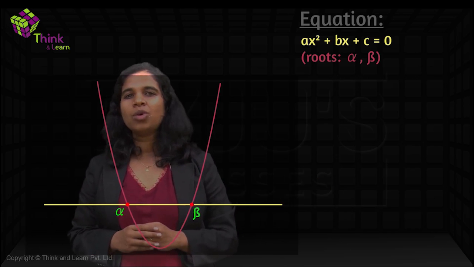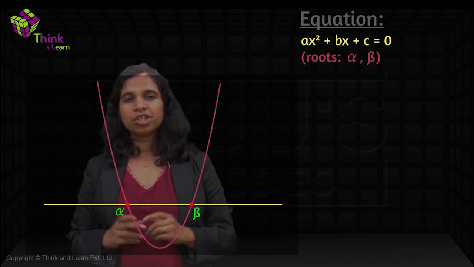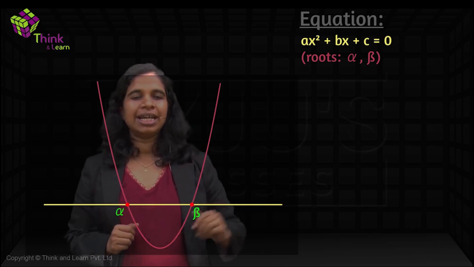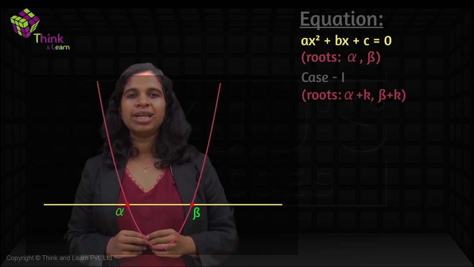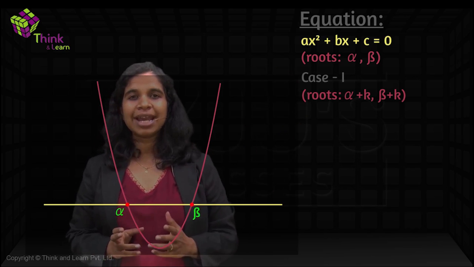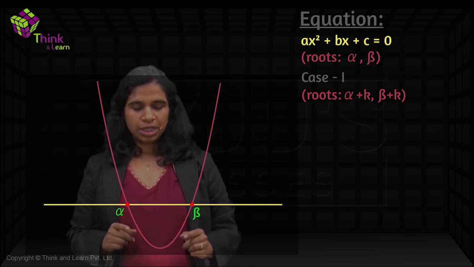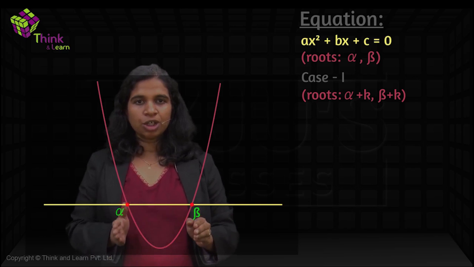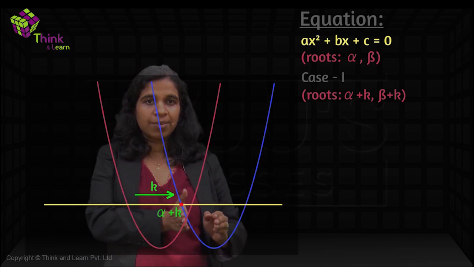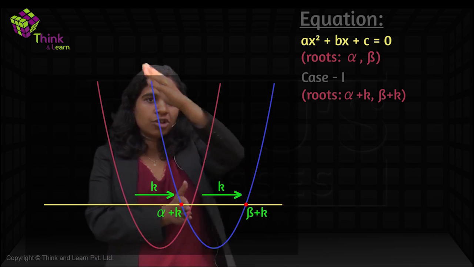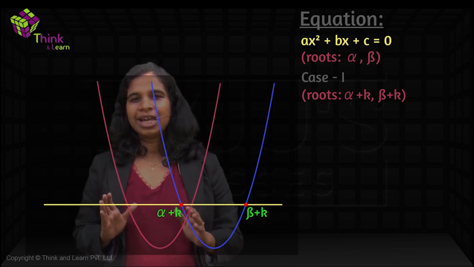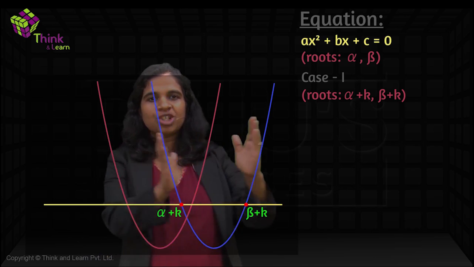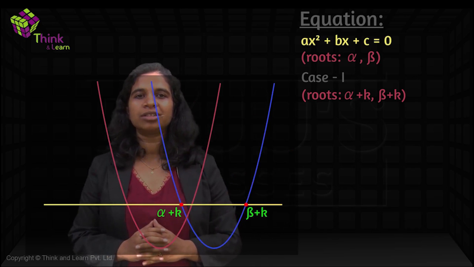So let's say we want one equation first which has roots, instead of alpha and beta, as alpha plus k and beta plus k. How do we get that equation? Alpha plus k and beta plus k. So basically, your alpha moves ahead by k, alpha plus k, beta moves ahead by k, beta plus k. So you'll get your new quadratic over here. All we are really doing is taking this original equation and shifting it right by k units.